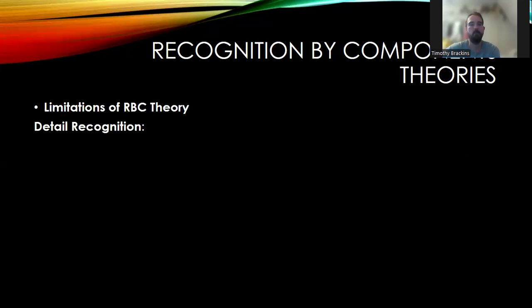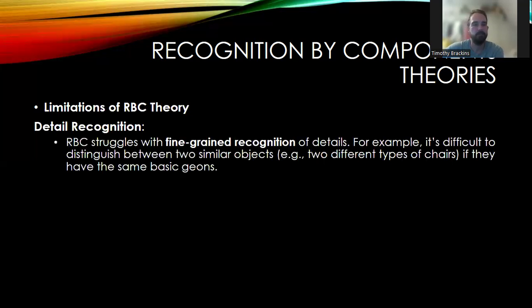And our limitations. What are our limitations here? Well, it does struggle with fine grain recognition. So if objects are very similar, which makes sense because if they have the same geons, how do we determine differences between them? So if we're using just these geons to build up the structure and they're very similar, how do we tell them apart? So that's one weakness of RBC theory.